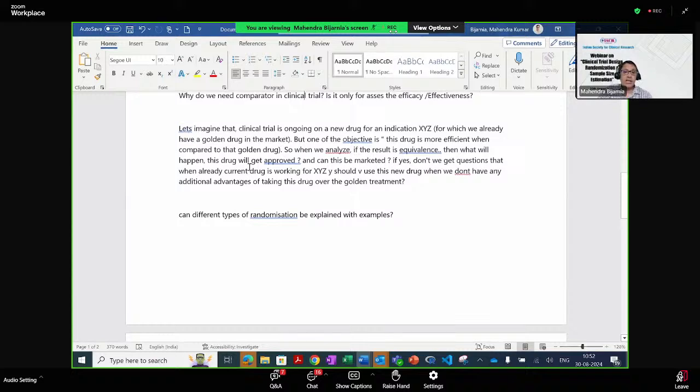Let's imagine that a clinical trial is ongoing on a new drug for indication XYZ, for which we already have a gold standard in the market, but one of the objectives is that this drug is more efficacious when compared to the gold standard drug. So when we analyze, if the result is equivalence, then what will happen? This drug will be approved.